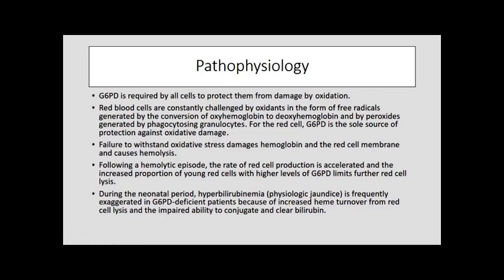Now, when there is a hemolytic episode, the bone marrow gets signals telling it that there is a low amount of red blood cells. Of course, the signal is erythropoietin. The bone marrow will start producing accelerated amounts of red blood cells, younger red cells, that will have higher levels of glucose 6-phosphate dehydrogenase. And this will limit further red cell lysis.